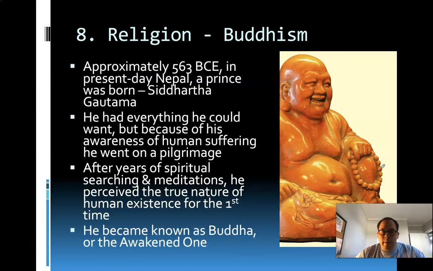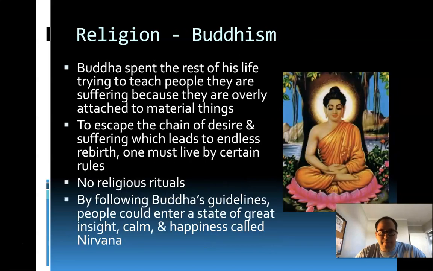And then also looking at religion through Buddhism. Approximately 563 BC in present-day Nepal, a prince was born, Siddhartha Gautama. He had everything he could want, but because of his awareness of human suffering, he went on a pilgrimage. After years of spiritual searching and meditations, he perceived the true nature of human existence for the first time, and he became known as Buddha, or the Awakened One.